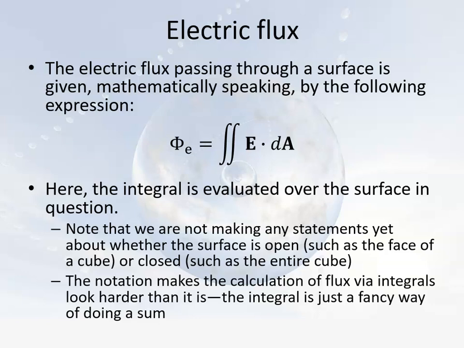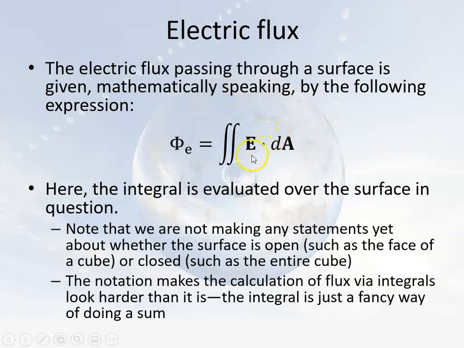Now, the integral here, remember, is just a fancy way of doing a sum. In other words, you're adding up all of the individual flux contributions. You divide your surface into a bunch of little bitty areas, multiply the electric field that is coming through that area, times the area itself, times the cosine of the angle between the electric field vector and the area vector, and you get your individual little bitty electric flux contribution.